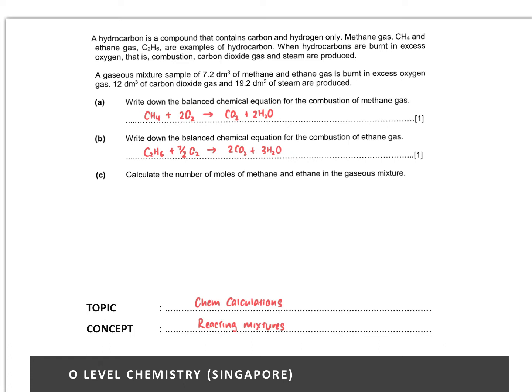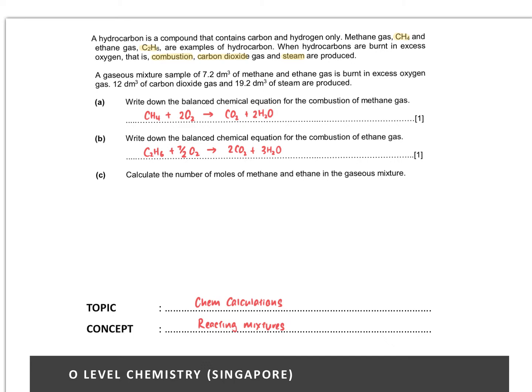In this question, if you read, we are reacting two substances, methane and ethane, with oxygen. We're going to learn later on that combustion is actually the reaction of a substance with oxygen. Combustion of hydrocarbons, meaning compounds containing carbon and hydrogen only, would produce carbon dioxide gas and gaseous water only.